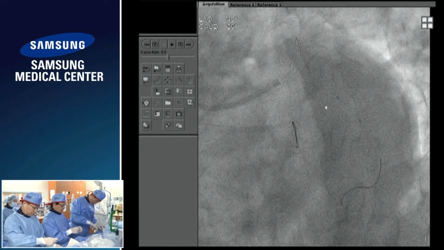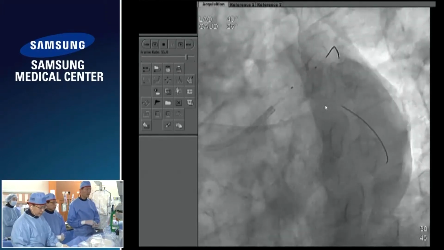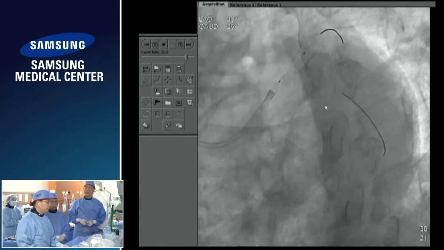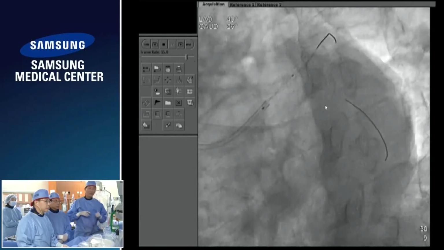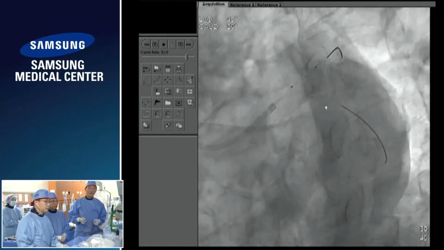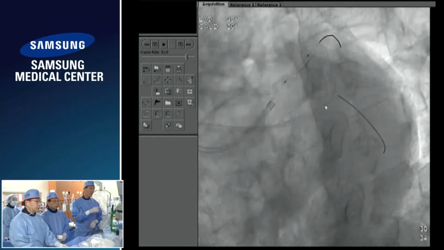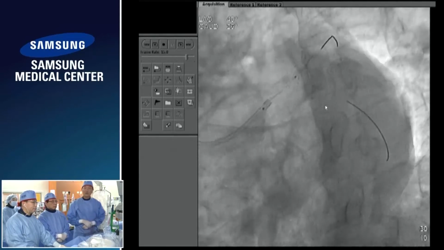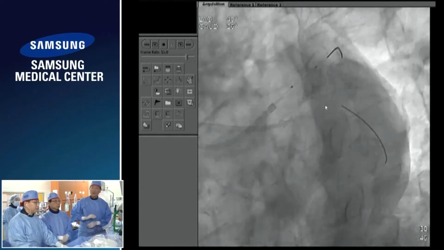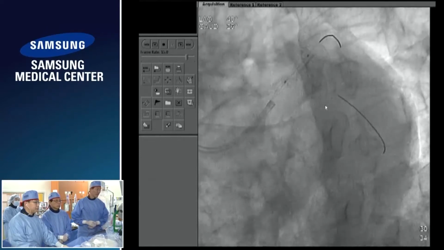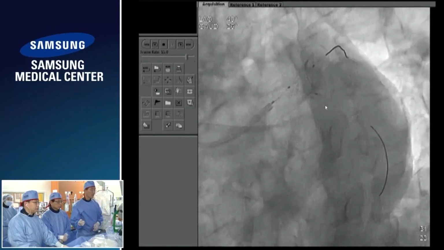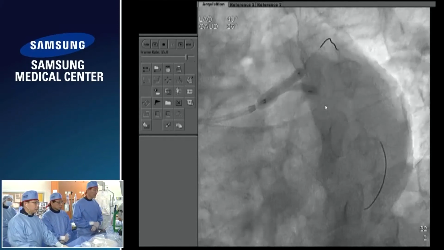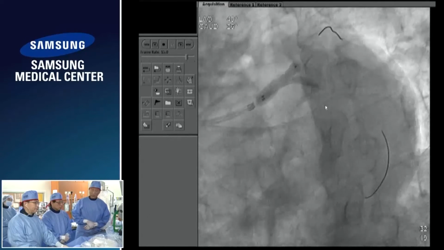So I tried the BVS balloon in the circumflex. I tried to push the Xience Alpine balloon in the LAD, but there was some wire cross, so I removed it. That's why the wire is on the diagonal at this time. But it was not difficult to cross the standard balloon into the LAD and cross the BVS balloon in the circumflex. Next, the kissing ballooning with 12 atmospheres.